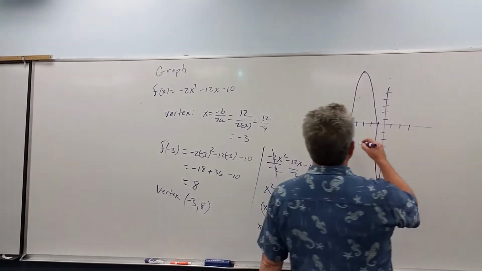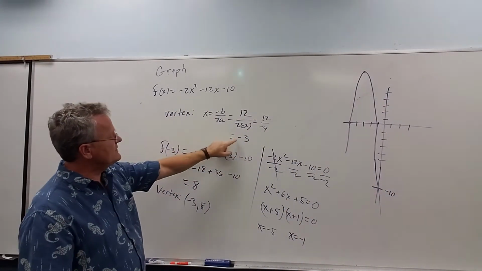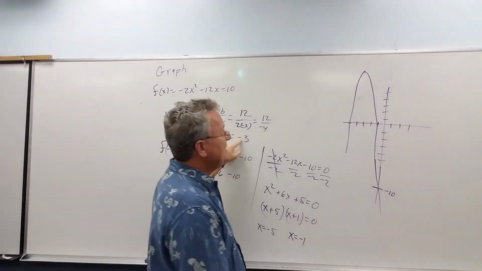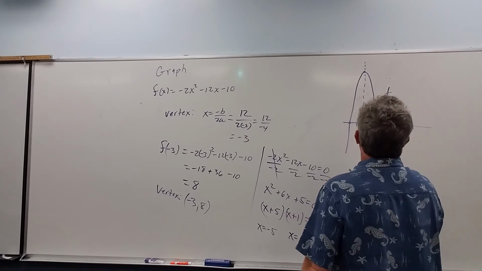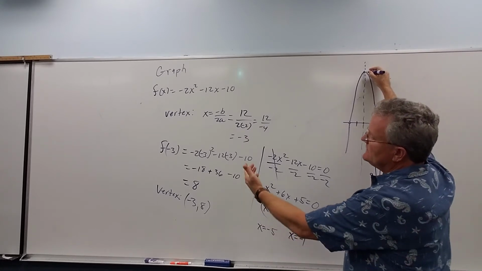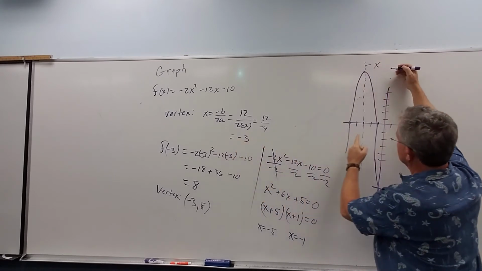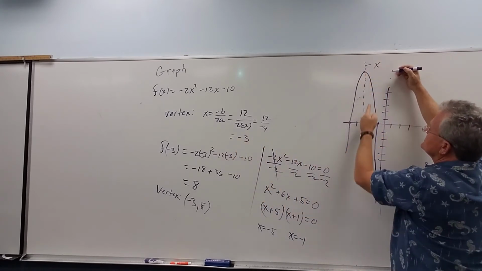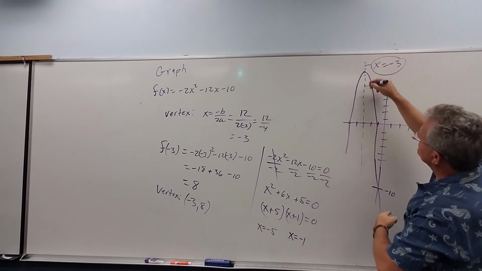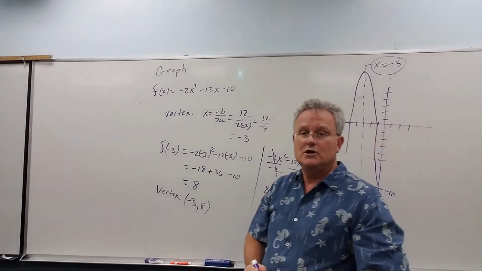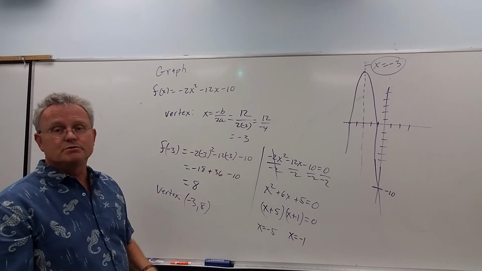One other thing, the x-coordinate of the vertex is negative 3. So the axis of symmetry is going to be the vertical line going through the vertex. And the equation of this line is just x equals whatever the x-coordinate of the vertex is. X is negative 3. That's the equation of the axis of symmetry. In the next video I'm going to graph the same problem, but I'm going to do it by completing the square.